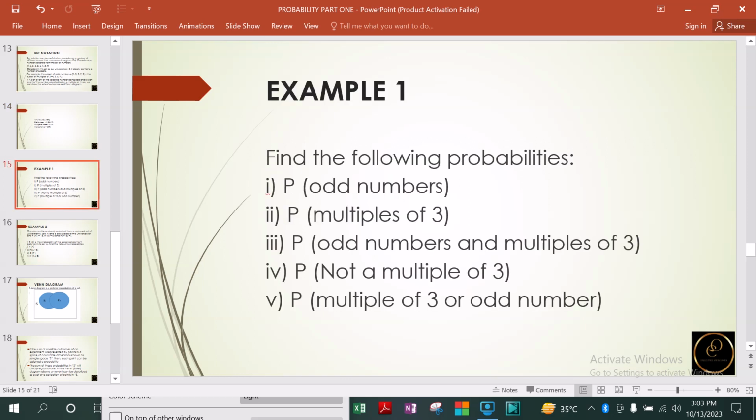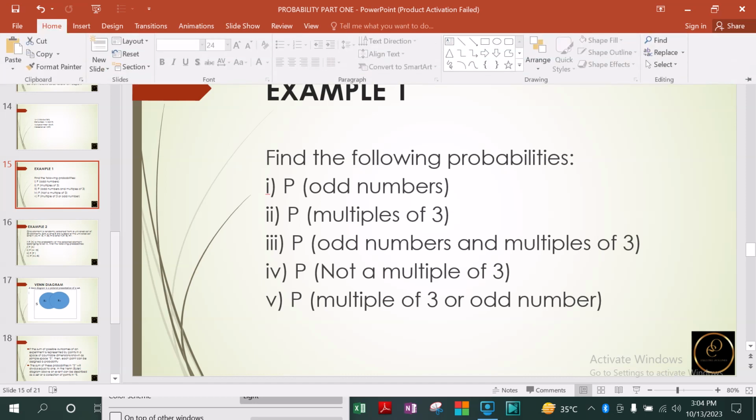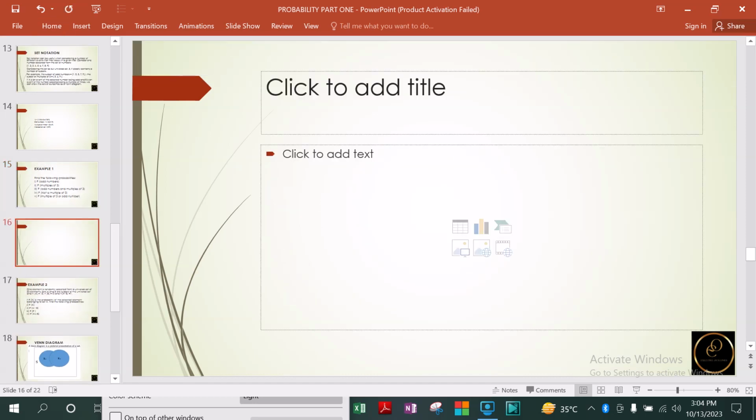So that is what we have. Now find the following probabilities. The first one is the probability of odd numbers. In this particular case, how do you find the probability of odd numbers? Let me look at that.